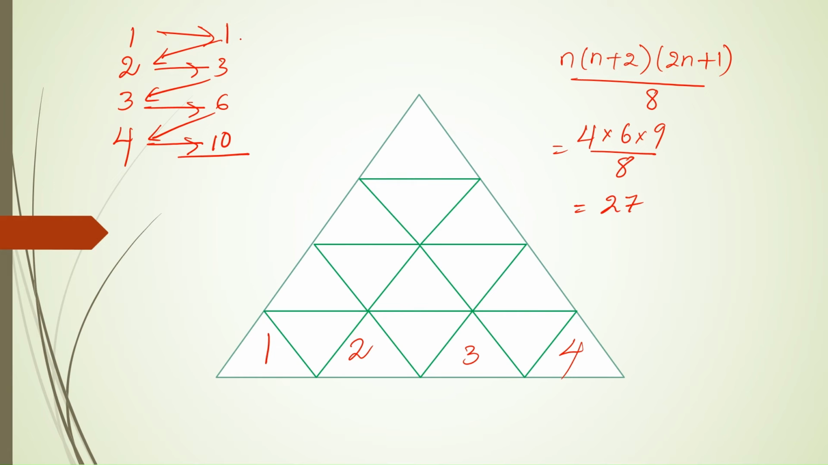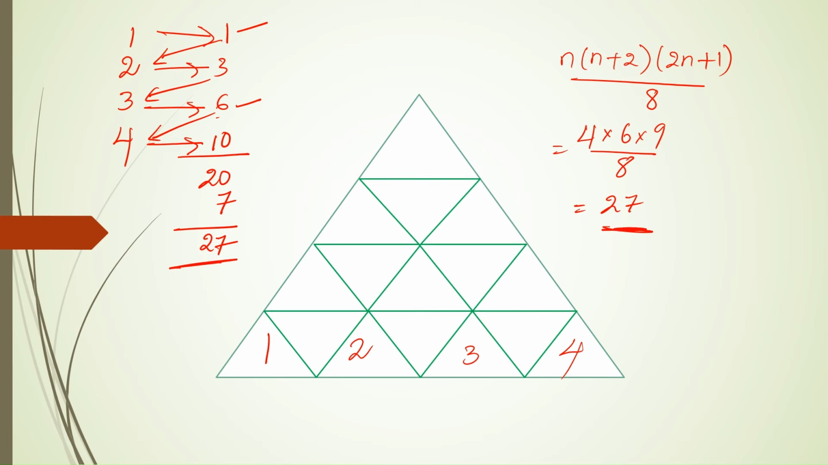Now add all these values. 1 plus 3 plus 6 plus 10. That gives 20. After that, from bottom, we have to consider alternate numbers. Then we'll get 6 and 1. 6 plus 1 is 7. Adding that to 20, this gives 27. So here 27, and even in this first method also we got 27.